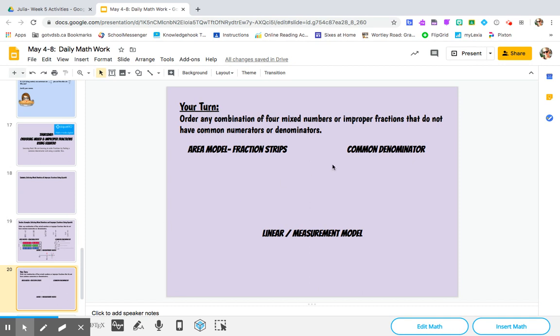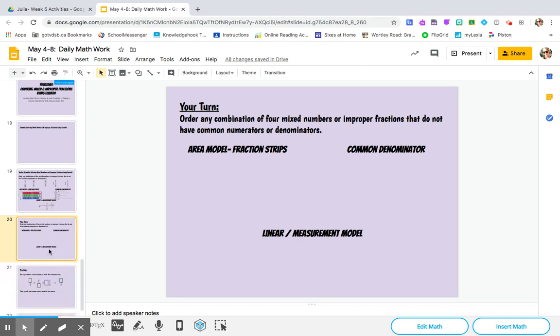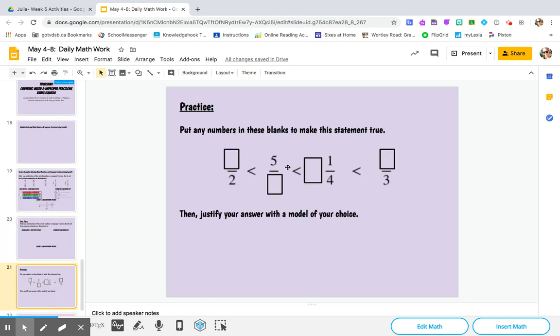Next, it's going to be your turn. I'll give you some fractions, or I'm asking you to choose some fractions to put in order here. One more quick one to prove that you know what you're doing here. And that will be it for the week.